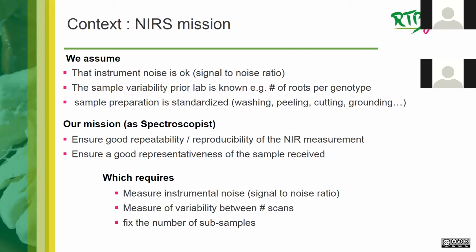According to this, our mission as spectroscopists is to ensure good repeatability and reproducibility of the NIR measurement and ensure good representativeness of the sample received. To do this, it requires measuring, of course, instrumental noise, so signal to noise ratio, and measuring the variability between different scans, and being able to fix the number of subsamples of one sample.